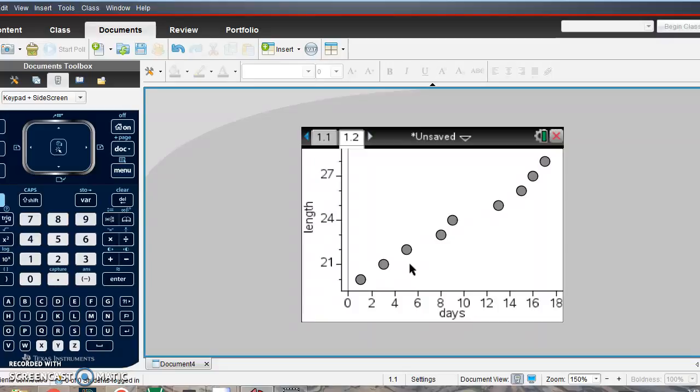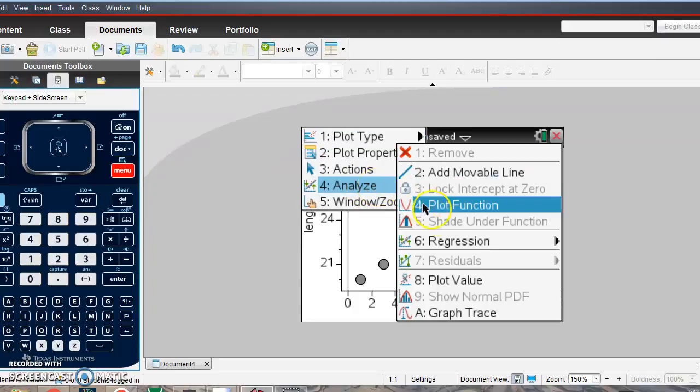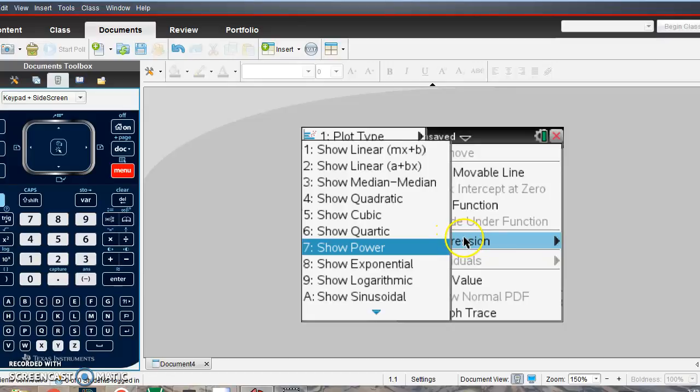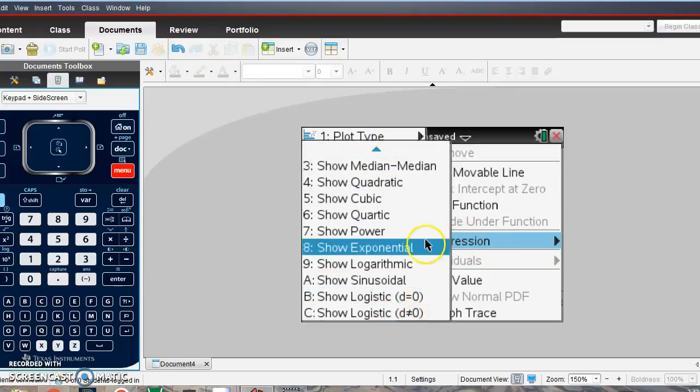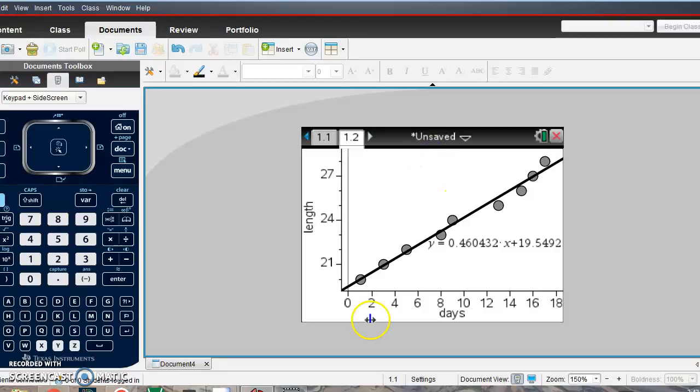So from here, we want to click Menu, and we want to analyze this graph. And today we're talking about regression, so number 6. As you can see, there's a lot of different versions of what regression is, but today we're just going to focus on linear, so number 1, the mx plus b, which is the formula you're familiar with. The calculator did some math, and it was able to determine that the linear regression of these data points is y equals 0.46x plus 19.54. So you're able to make claims about it later on.